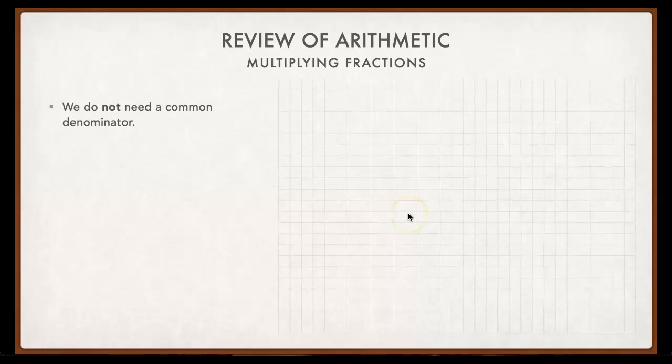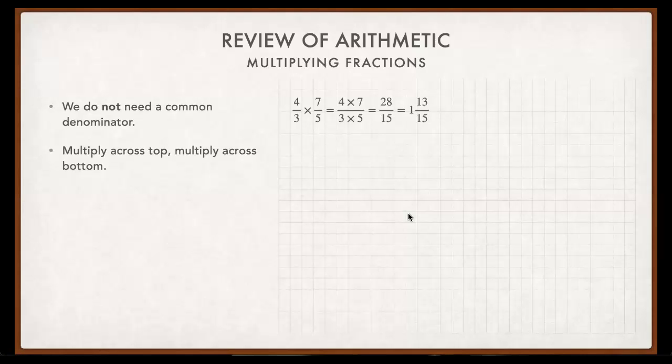Multiplying fractions. When we multiply fractions, unlike adding or subtracting, we do not need a common denominator. We're just going to multiply across the top and multiply across the bottom, as we see here. So 4/3 times 7 over 5. Notice that these are both improper fractions. That doesn't matter. Multiply across the top, 4 times 7, and across the bottom, 3 times 5. And we get 28 over 15.